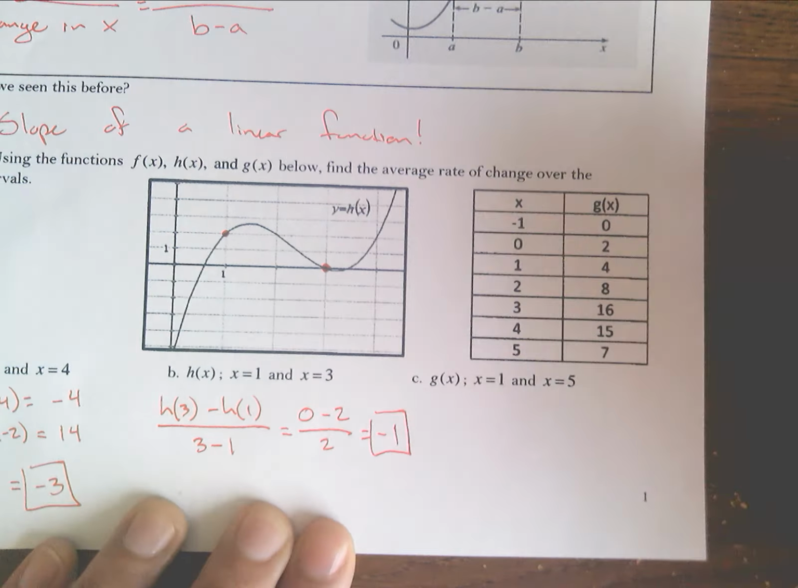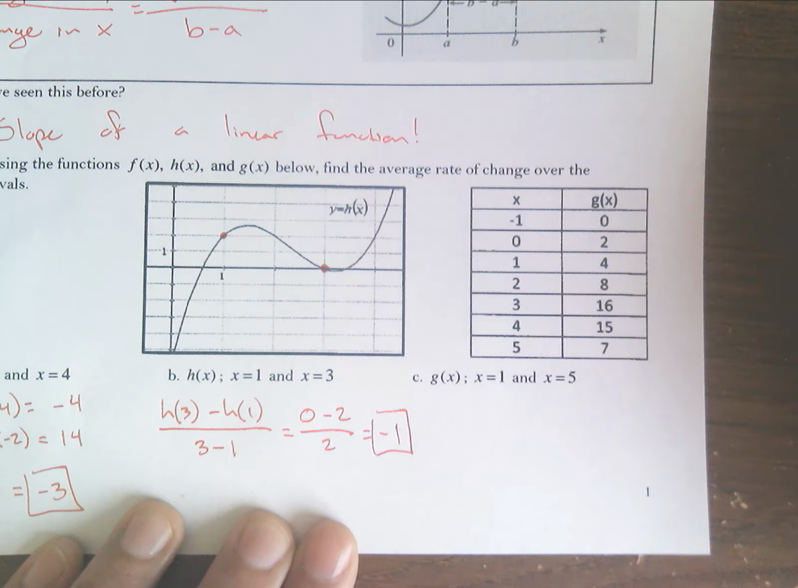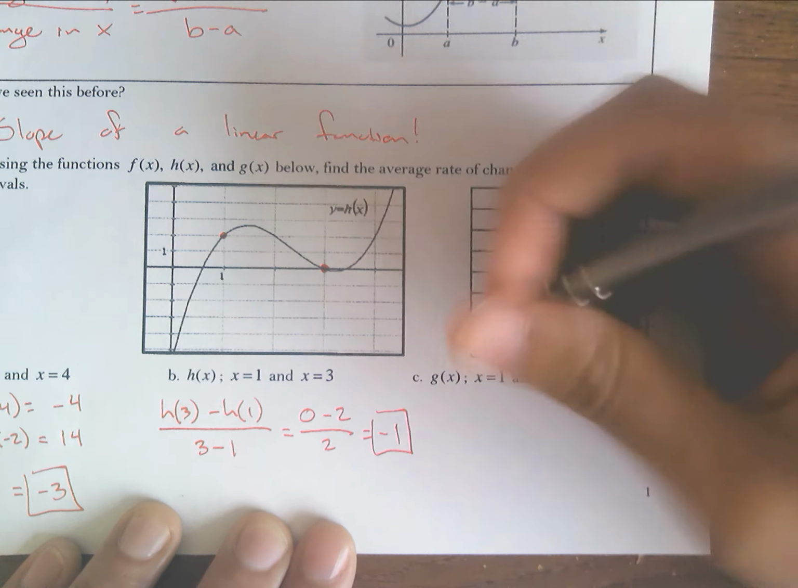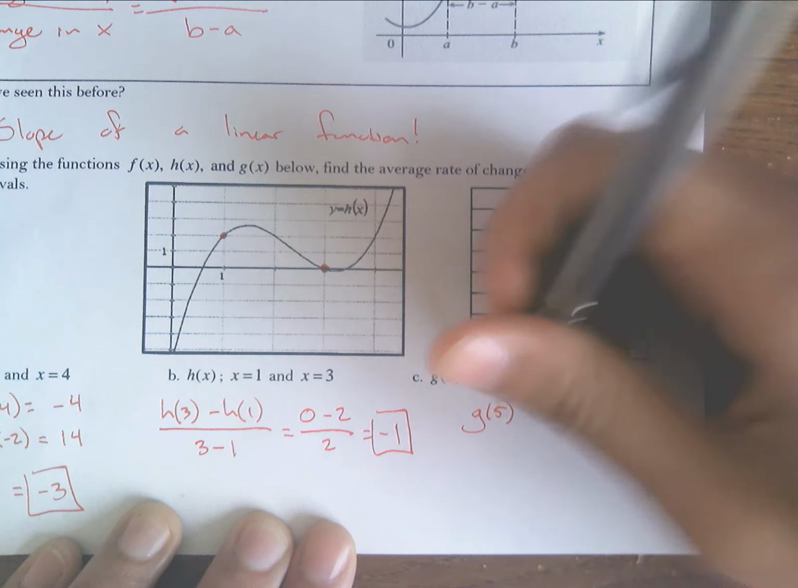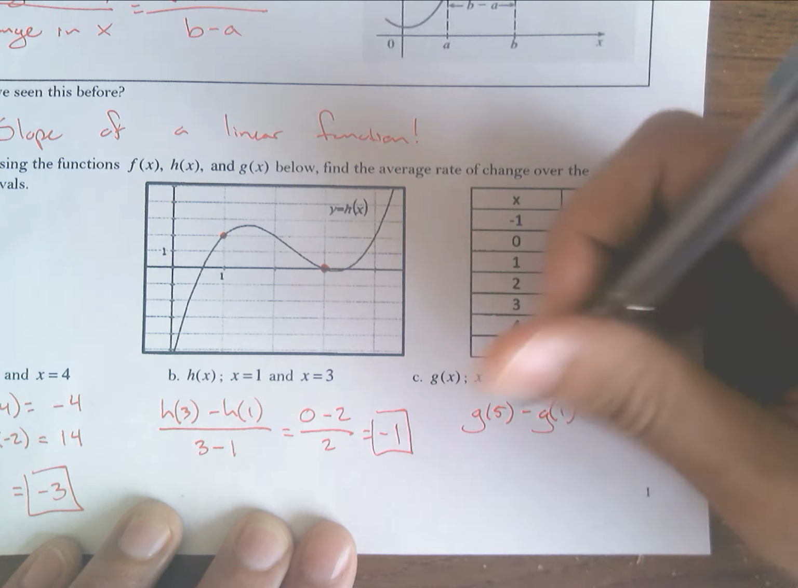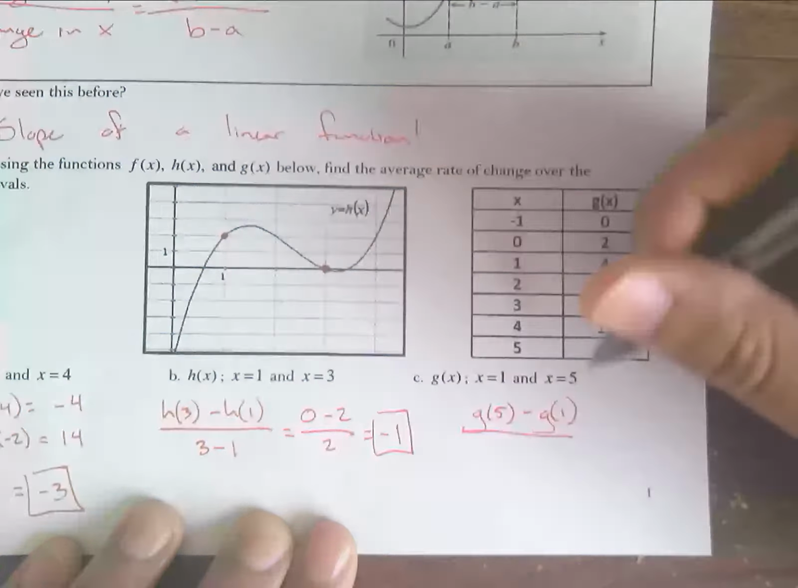Last but not least, we've got a table of values. Let's find the average rate of change here from 1 to 5. So we can take g of 5 minus g of 1, that's our initial point, over 5 minus 1.